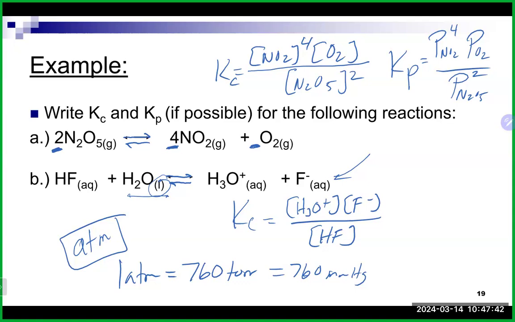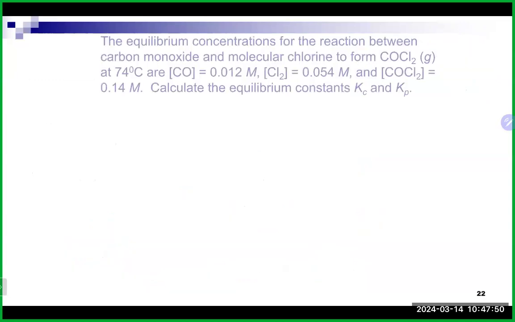But definitely for equilibrium, it should really be in atmospheres as the unit of pressure. Any questions on that? All right, let's do a little bit of calculation. Why not? Equilibrium concentrations of everybody here are 0.012 molar, 0.054, and 0.14. We're looking for both of them there, the Kc and the Kp. So take a few moments, calculate them both, see what you come up with.